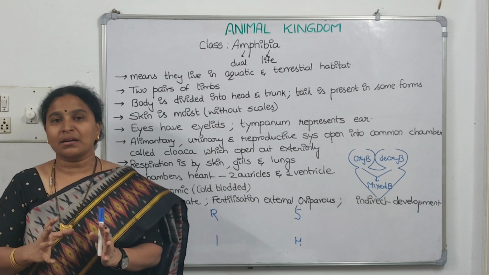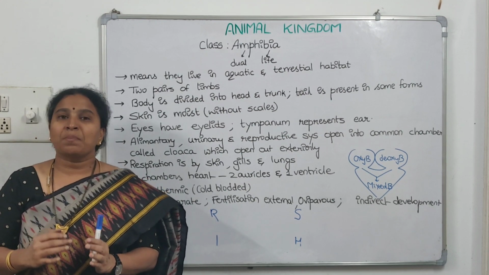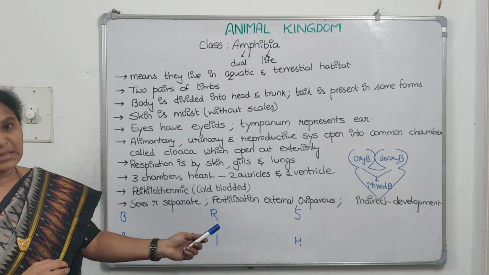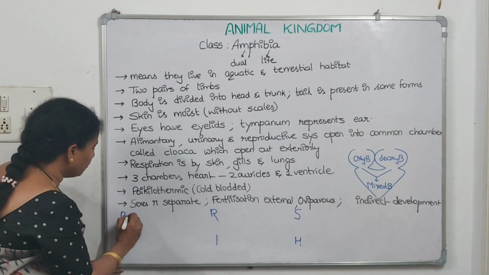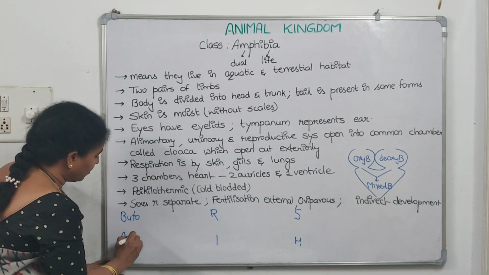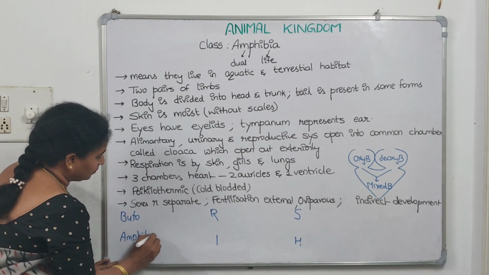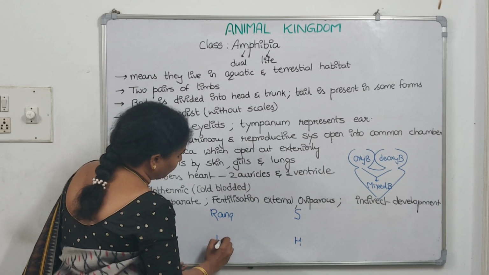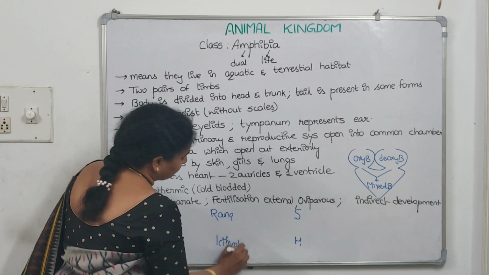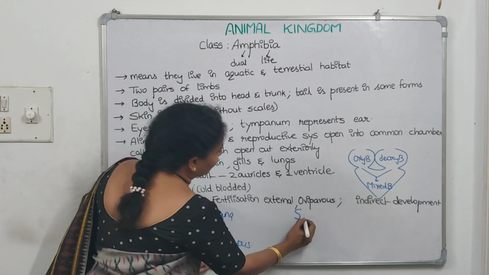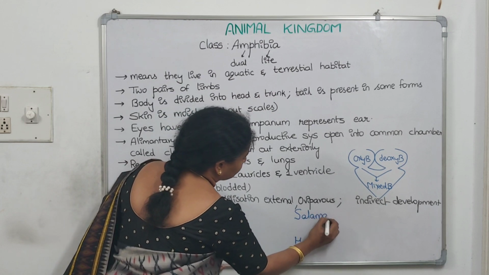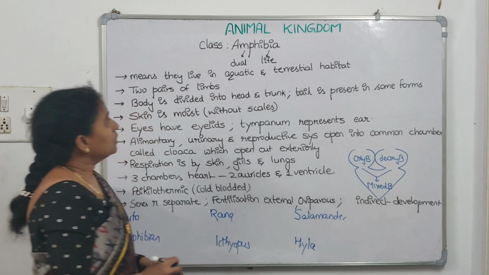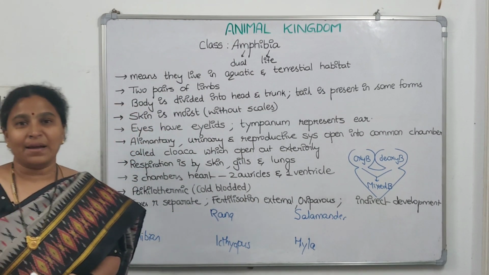And the code to remember amphibians: when do amphibians reproduce? In rainy season, right? So rain means barish. So barish is the code for amphibians, B-A-R-I-S-H. B stands for Bufo, A is for Amphibia, R stands for Rana, I stands for Ichthyophis, S stands for Salamandra, H stands for Hyla. So these are the codes for amphibians.